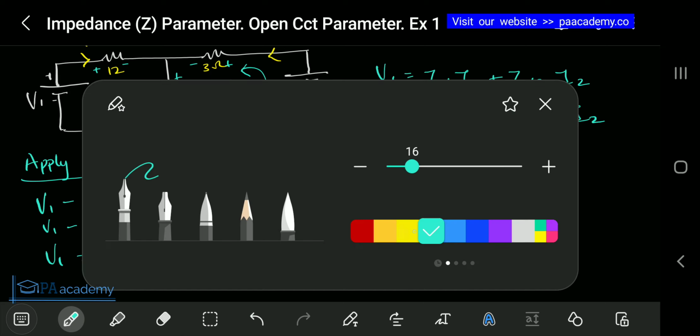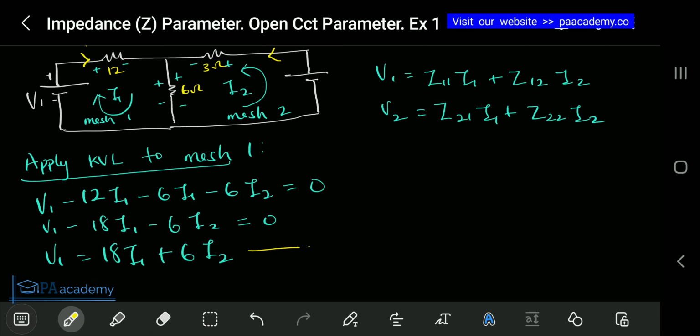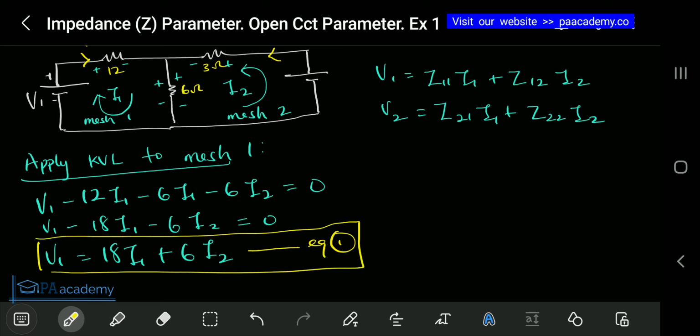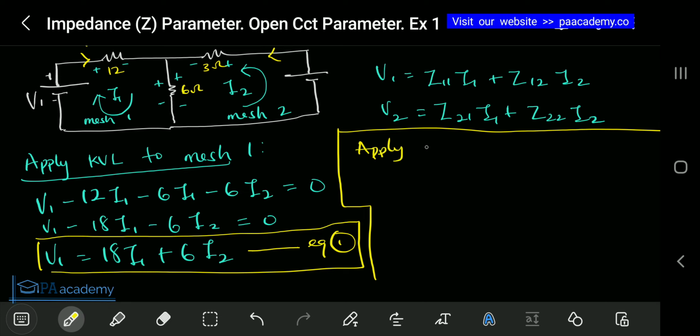So this is our equation 1. So take note of this. Also, if you should apply KVL to mesh 2, so this is our mesh 2 now.